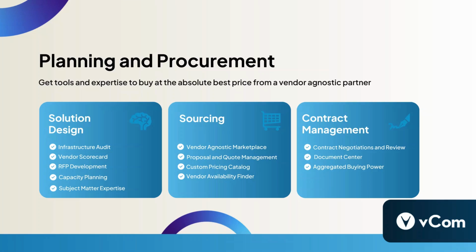And when it comes to sourcing, we have a vendor-agnostic marketplace, proposal and quote management, custom pricing catalog, and the vendor availability finder. So all of these are what you're going to see in vManager in just a little bit, and a lot of tools to streamline the sourcing process. And this is that really day-to-day need, where I just need a circuit or some mobile phones, and it's not those large-scale projects. So the individual shopping, hence the little shopping cart icon.